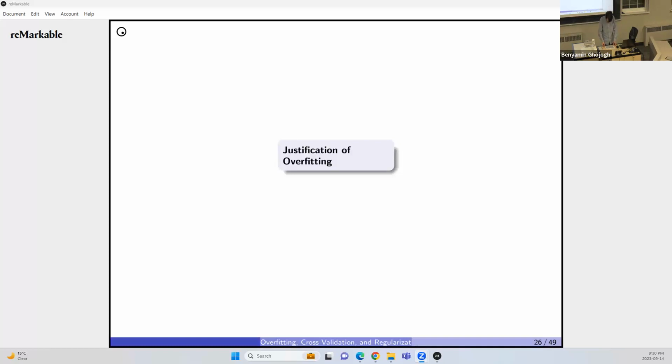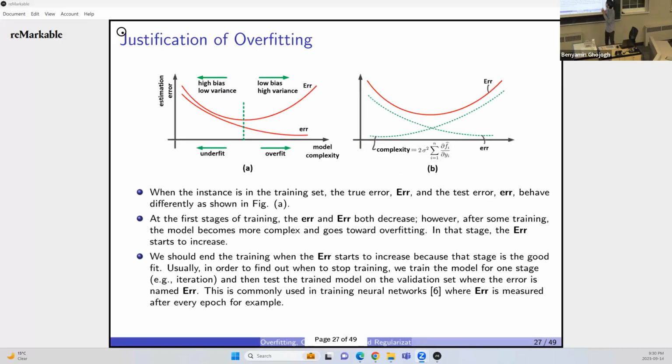Okay. Justification of overfit. That's it. Okay. So we have this. Consider this estimation error.